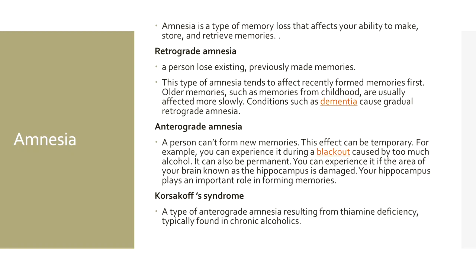So, we actually have two general types of amnesia, but there are a lot of types of amnesia. Okay, the first general type is retrograde amnesia. This is when a person loses existing, previously made memories. This type of amnesia tends to affect recently formed memories first, then older memories such as memories from childhood are usually affected more slowly. Conditions such as dementia cause gradual retrograde amnesia.